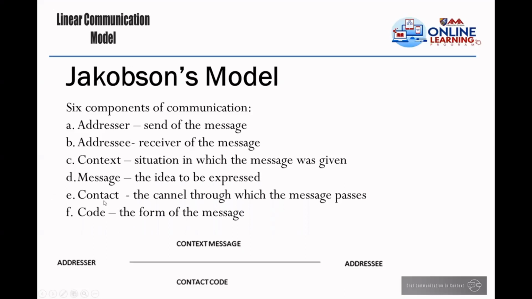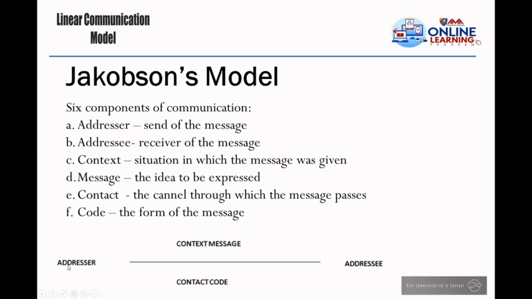If you notice again, for the 3 models that I already presented, all of them have sender, receiver, message, but the names of the elements vary depending on the model. The addresser is the sender, addressee is the receiver, context is the situation, message is the idea to be expressed or the message to be transmitted, and contact and code are the channel to be used in sending the message.